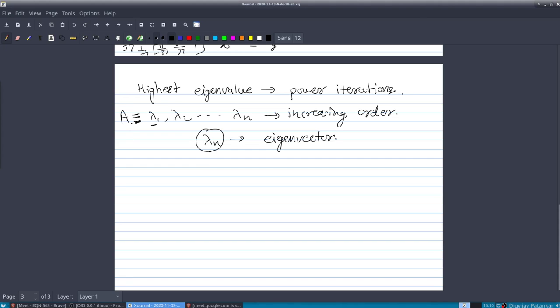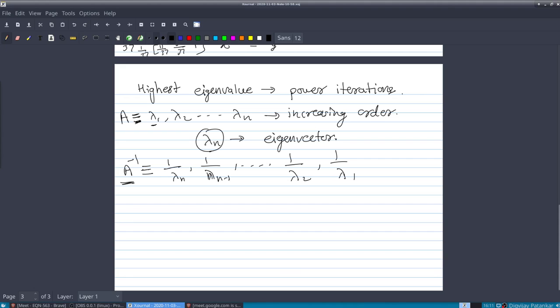See, suppose you have A as a matrix with lambda 1, lambda 2 up to lambda n as eigenvalues in increasing order, then what will be the A inverse eigenvalues? If I write, it will be 1 upon lambda n, 1 upon lambda n minus 1, up to 1 upon lambda 2, 1 upon lambda 1. So 1 upon lambda n will be lowest, and the highest eigenvalue will be 1 upon lambda 1, and the inverse of that is nothing but lambda 1, which is the eigenvalue of A. So this gives us the lowest eigenvalue if we can get A inverse, and then we can use power iterations to get the lowest eigenvalue.